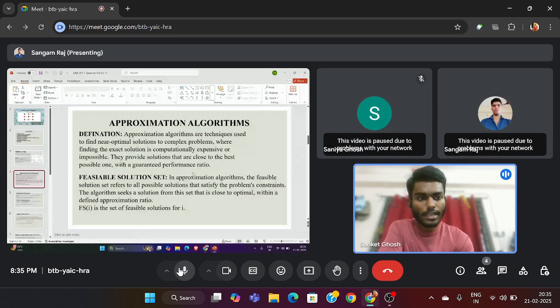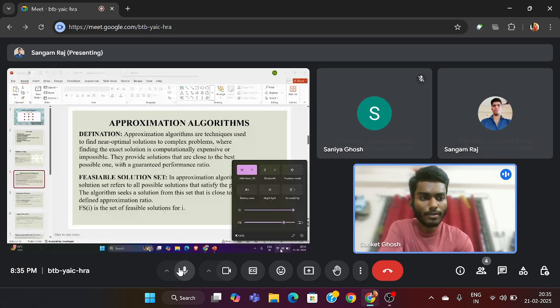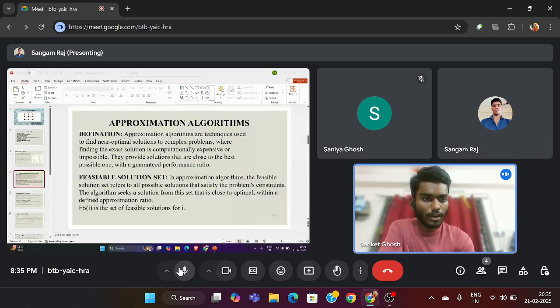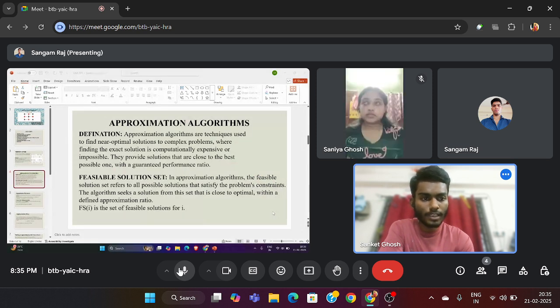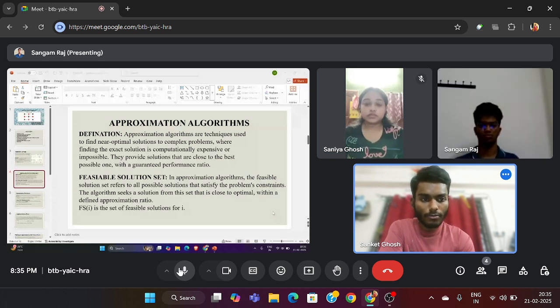Approximation algorithms are the algorithms used to find near-optimal solutions to optimization problems, where finding the exact optimal solution is computationally hard or infeasible. These algorithms also provide a way to get a solution that is guaranteed to be close to the best possible one within a certain factor.